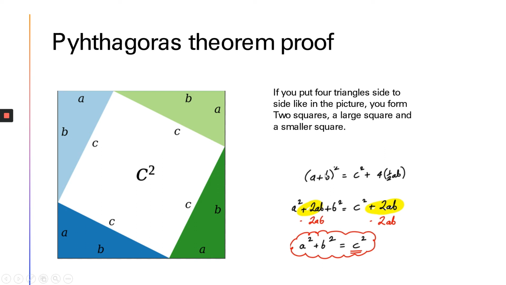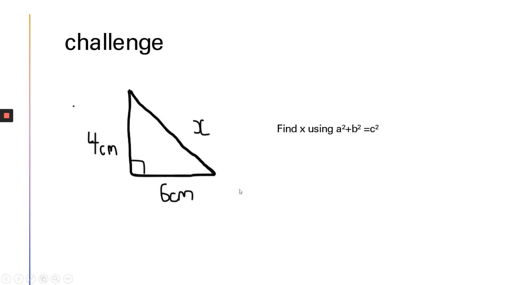Now we want to simplify that. That would be a squared plus 2ab plus b squared equals c squared plus 2ab. If you want to simplify that even further, you'd minus 2ab from both sides because 2ab is on both sides, and you'd get a squared plus b squared equals c squared. So that is why a squared plus b squared equals c squared. Now, you don't have to memorize this, but it's always good to memorize it. So this is a challenge.